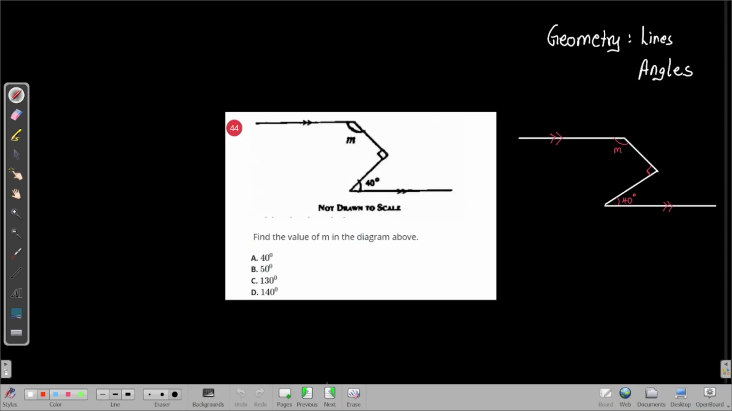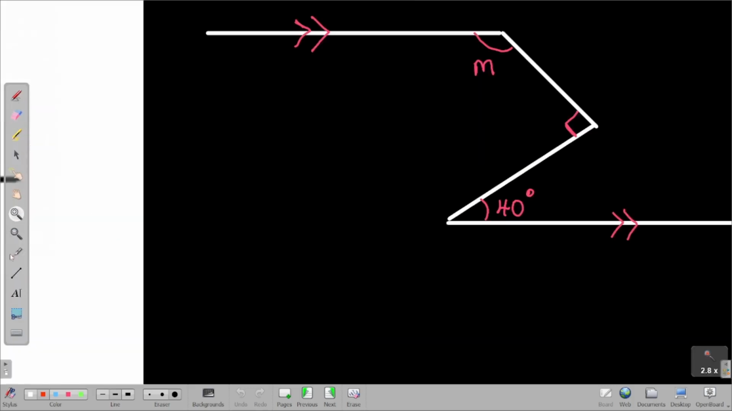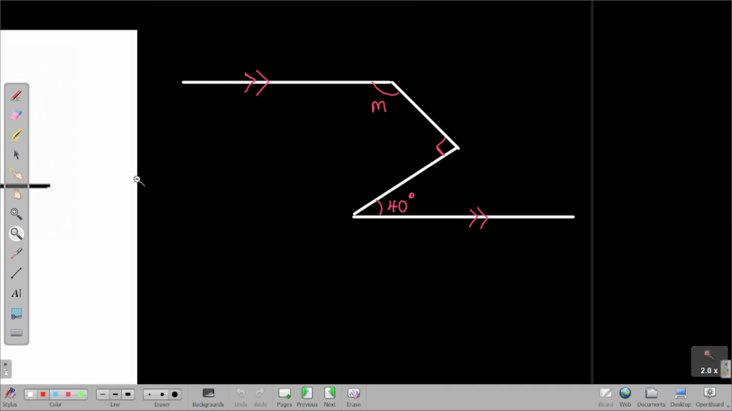Okay, we have another question on angles, but this one is not for circles or triangles. These are just lines, parallel lines. Find the value of m in the diagram above. So I already redrew the diagram to make it clearer. What information do we have? We know that this line here is parallel to this line because of these arrows that were used. It shows that they are parallel.